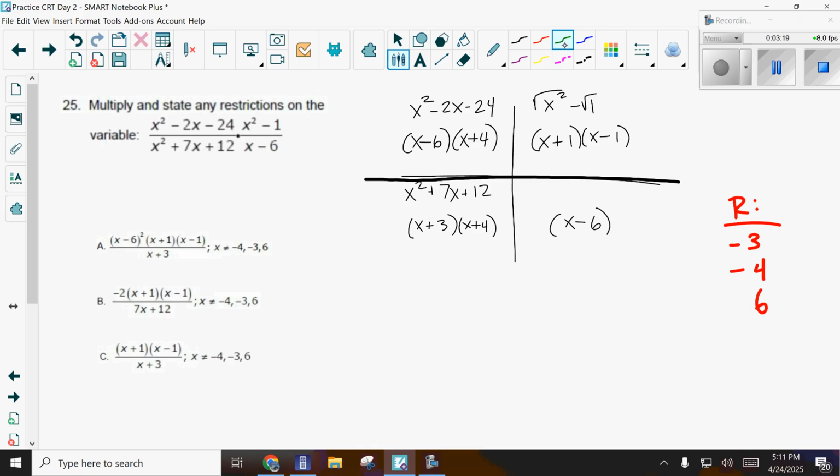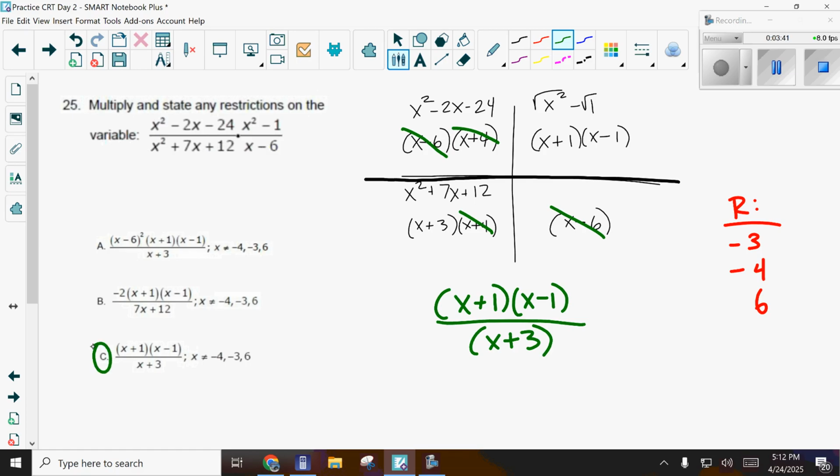If it matches on the top and on the bottom, you can cross it out. So x minus 6 and x minus 6. We have x plus 4 and x plus 4. So our final answer is going to be whatever's left. So x plus 1, x minus 1 on top, and then x plus 3 down at the bottom. So it looks like the correct choice for number 25 should be choice C.